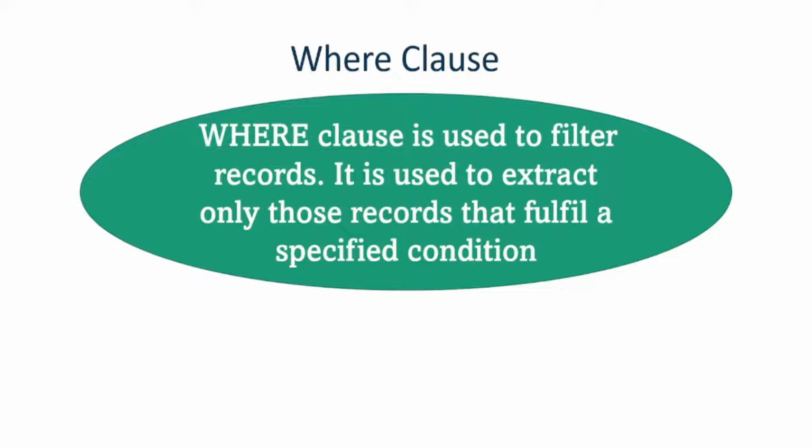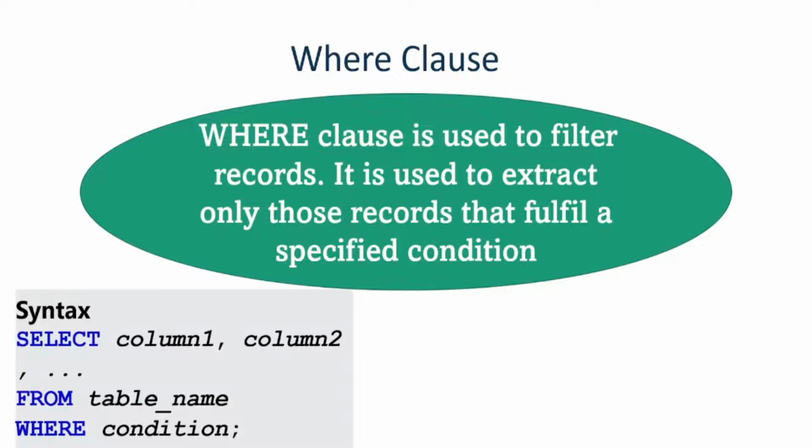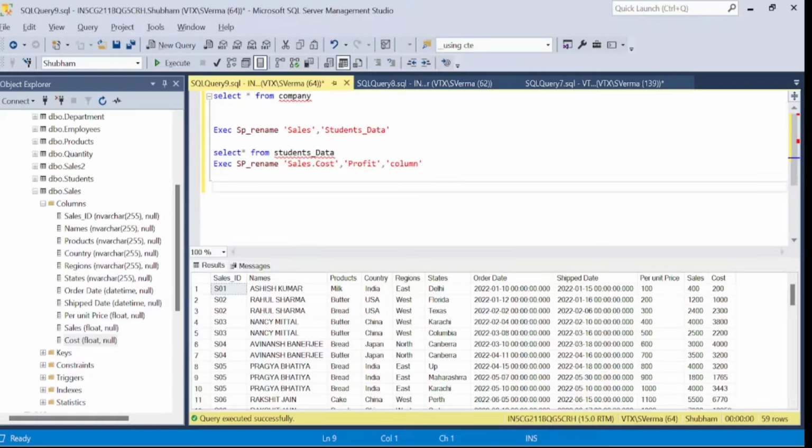And now let's understand this where clause with a practical, that is, how we can filter a table using the where clause. And here is the syntax. Firstly we need to write the select command and we can give the column name. If you want to see all the records of the column, you can write select star from and the table name. After that we need to write the where clause and give the condition. So let's go to the SSMS screen and understand this concept with a practical.